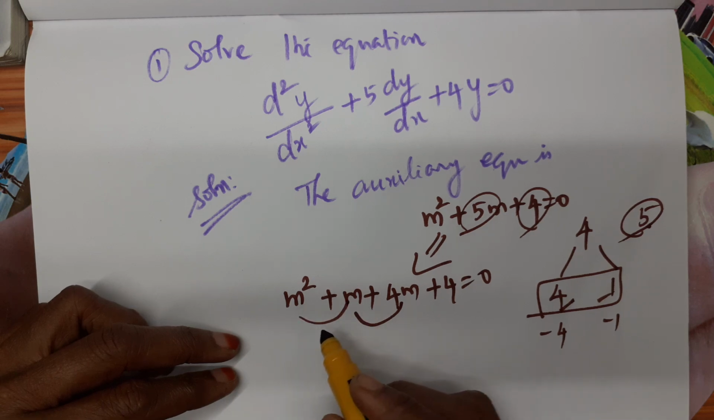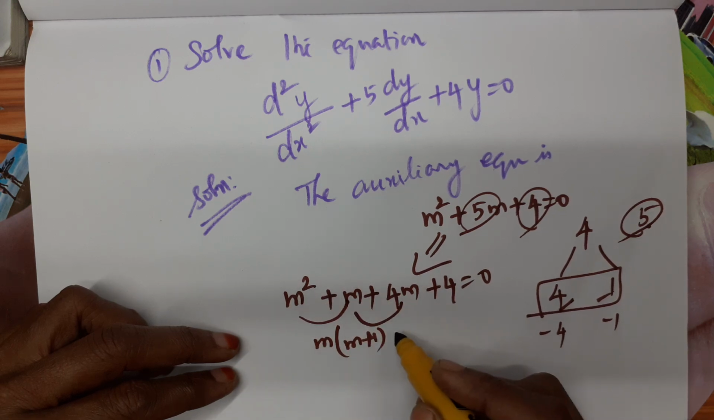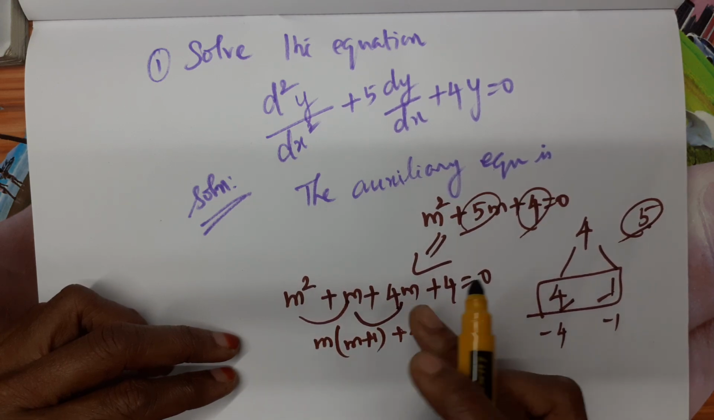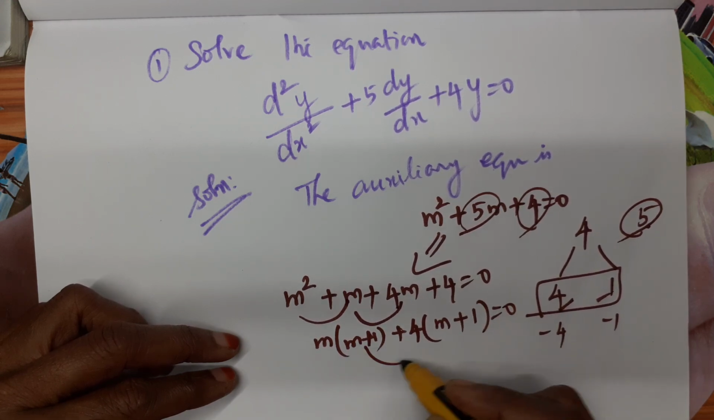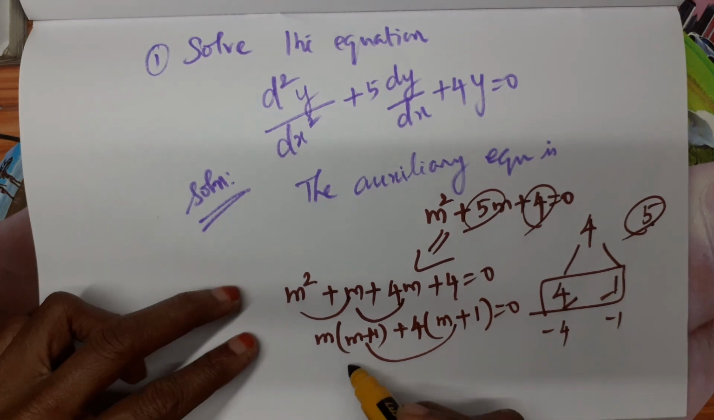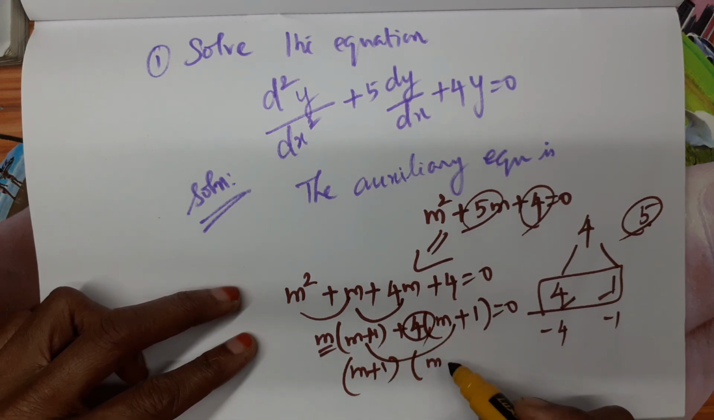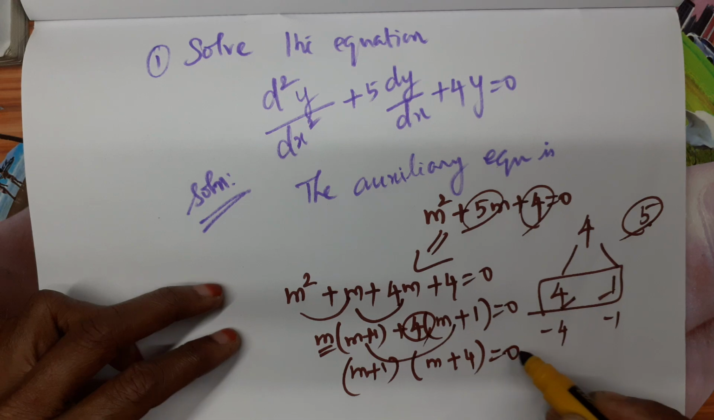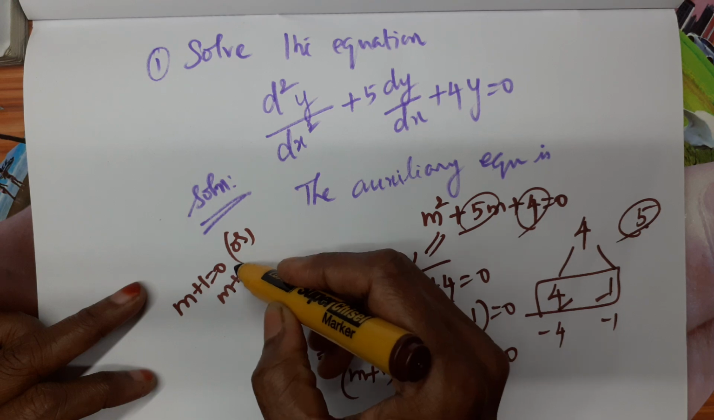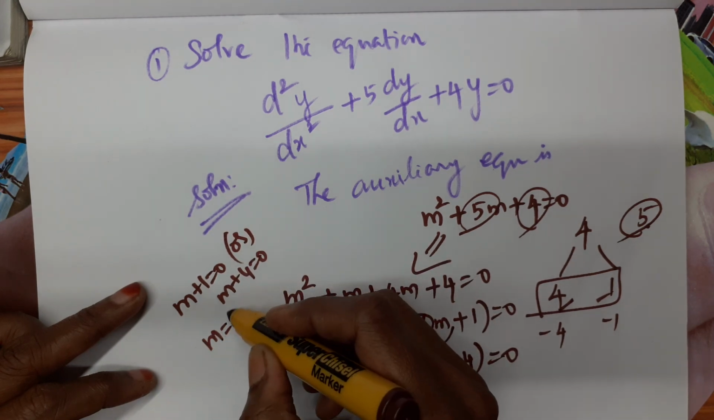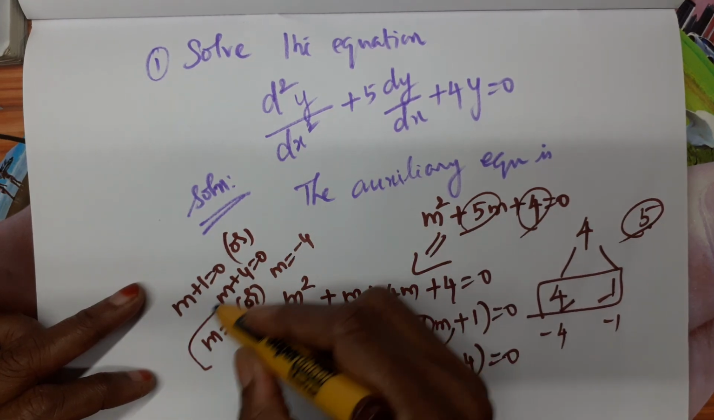Now combining these two together, I can take m outside. So m plus 1 is the balance. Here m, here 1. In the second term I have taken 4 outside. So after taking 4 I have m and here 1, which is equal to 0. These two are having m plus 1 common. So m plus 1 into the balance, here it is m and here it is 4. m plus 1 into m plus 4 equal to 0. So m plus 1 equal to 0 or m plus 4 equal to 0. So either m equal to minus 1 or m equal to minus 4.